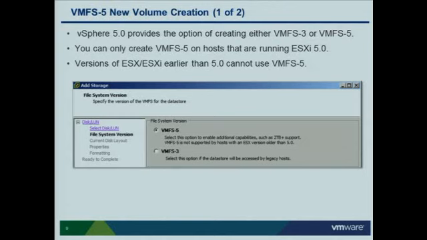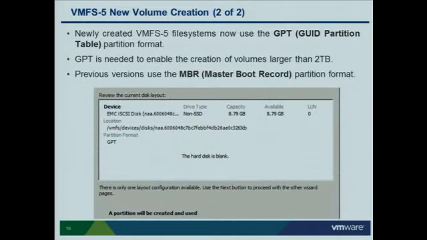From this screen, we can see that we have two options in vSphere 5. You can create VMFS 5 volumes, which can only be seen by ESX5 hosts, or we have the legacy mode, which allows us to create VMFS 3 volumes for mixed environments. The other thing, obviously, in order for us to be able to address more than 2 terabytes, we had to move away from MBR.